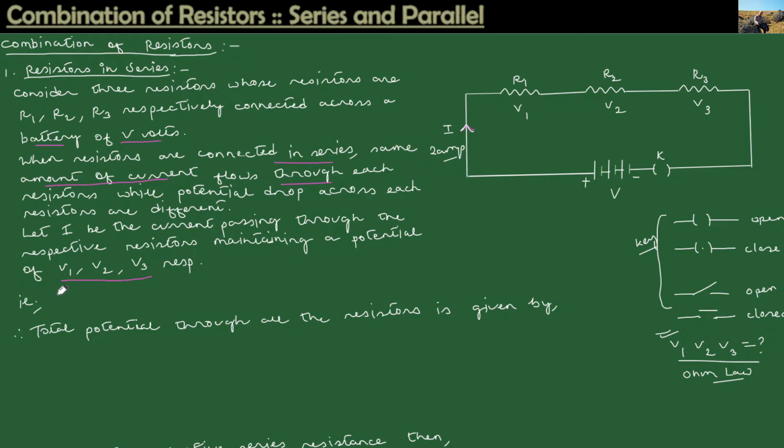So from here, let us write down the potential V1. The potential drop V1 across the resistor R1 is given by this relation: V1 = I R1, and then V2 will be I R2, and then V3 will be I R3. Then if I mark this point as point A, and if I mark this point as point B, we have to find what will be the total potential across the junction points A and B.